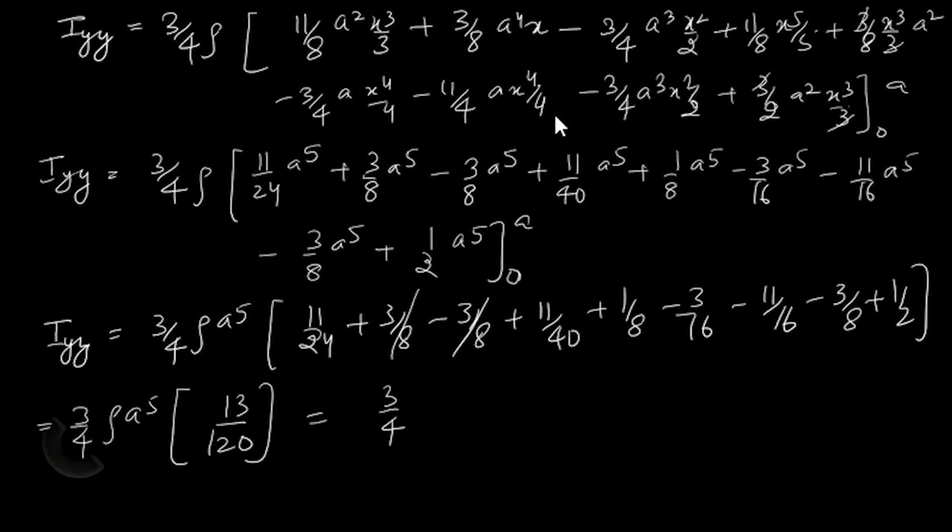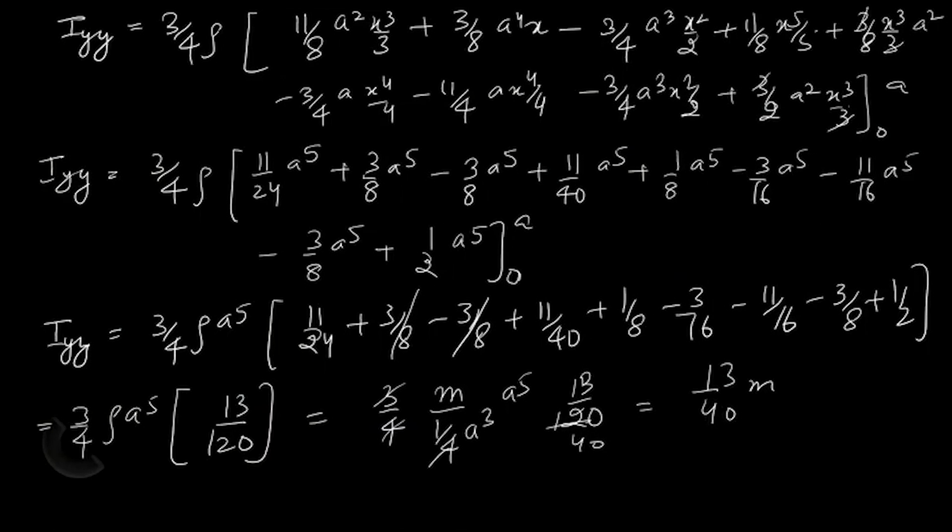So this is our whole simplification and then putting the limits. So we get this and taking the a^5 out. So we get this expression. So which results in our 3 over 4, substituting for density mass over 1 over a cube and a^5, this is 13 over 120. So we get the 13 over 40 ma square. This is our IYY.